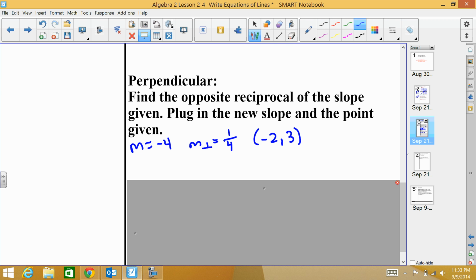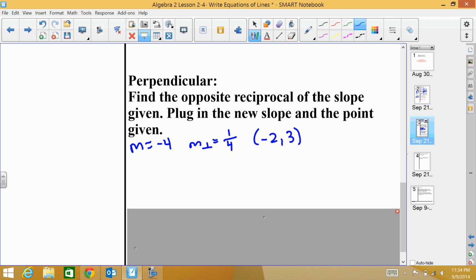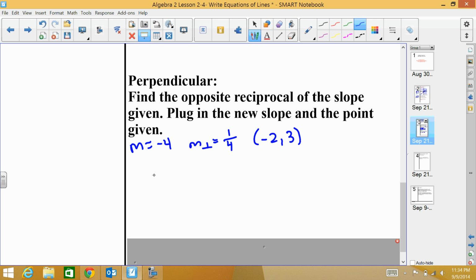So I'm still using that point. From this point, you can choose whichever method you want to use. You can use y equals mx plus b, or you can use point slope form and plug this in. I'm going to use y equals mx plus b because that's the way that I prefer.